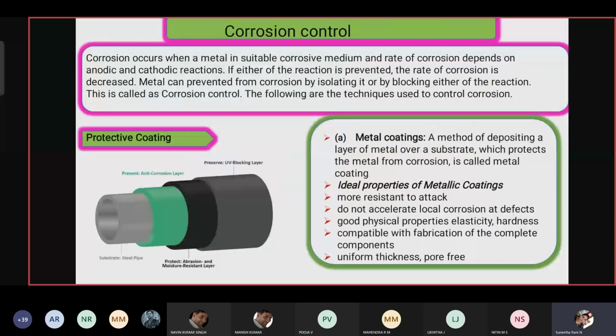Write only the points. What points you have to write means write only these things. Metal coatings you write, and ideal properties of metal coatings. Only write these things. Don't write any other thing. Write the heading as corrosion control and write only those points.